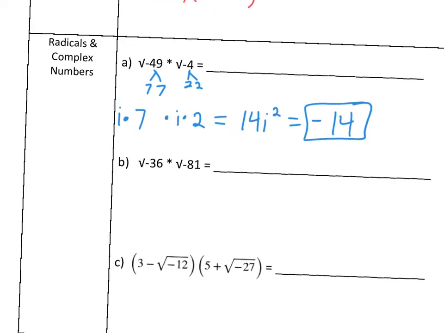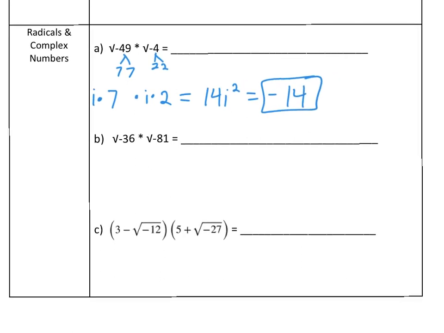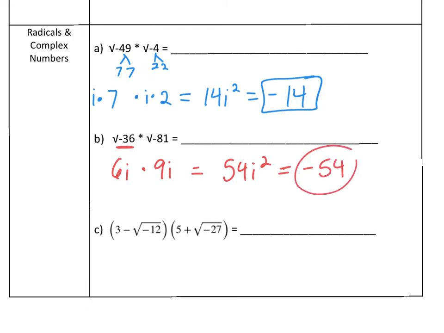Okay, go ahead and try letter B. Okay, B, what did it break down to? You said 6i times 9i equals 54i squared, which is negative 54. Great. Raise your hand if you got that one. If you didn't, make sure you know the square root of negative 36 breaks down to i, and then 6 times 6 gives you 6i. 81 breaks down to 9 times 9.